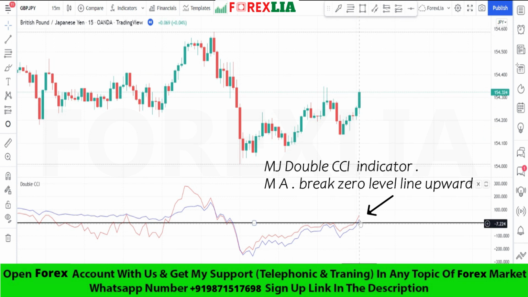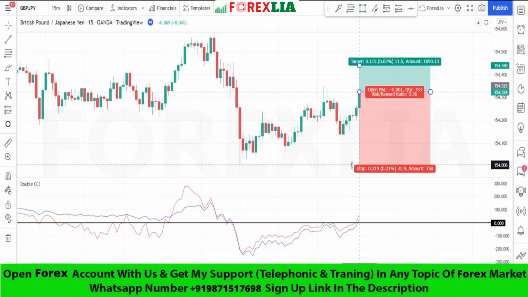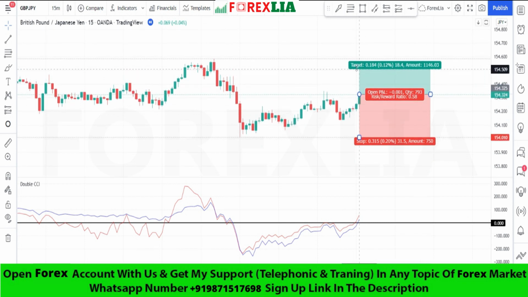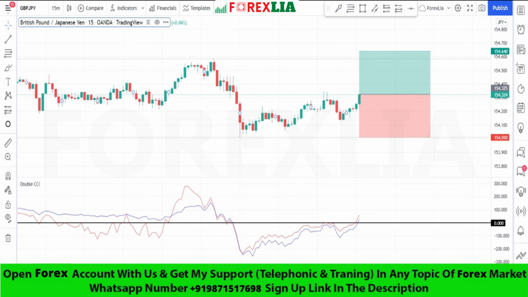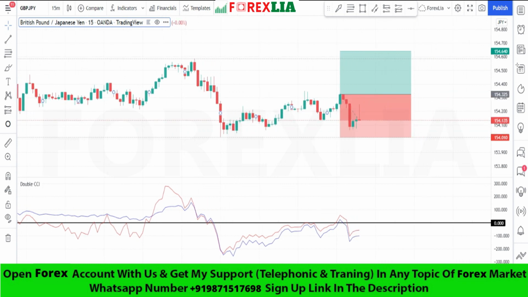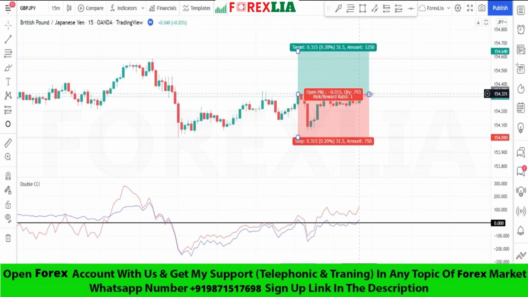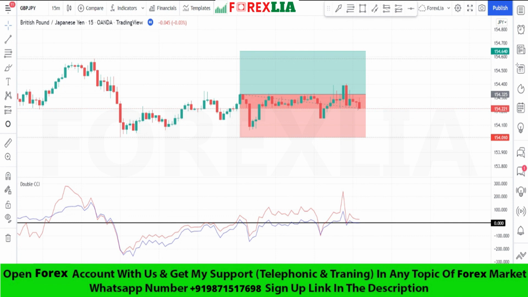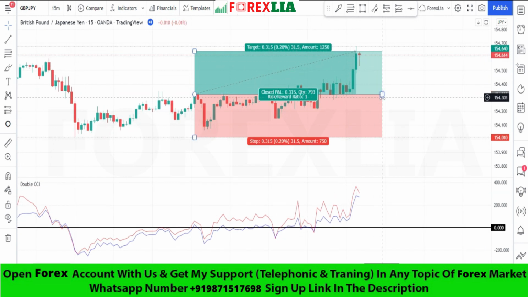Here is buy signal confirmation. We place buy trade here. Set stop loss previous low point. Set profit target 1:1. We won this trade.